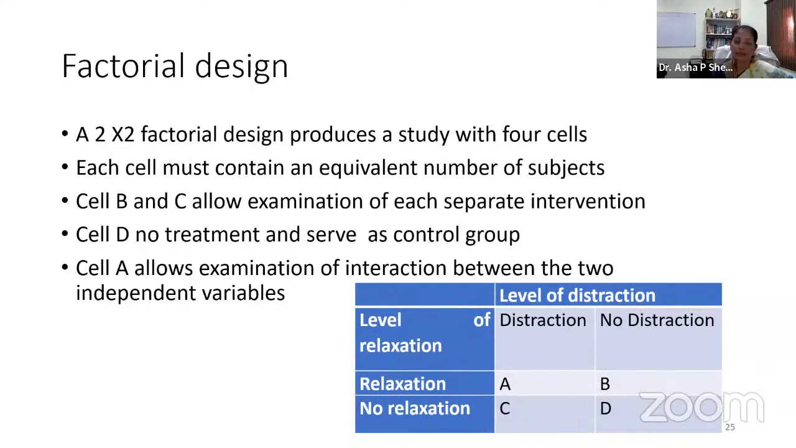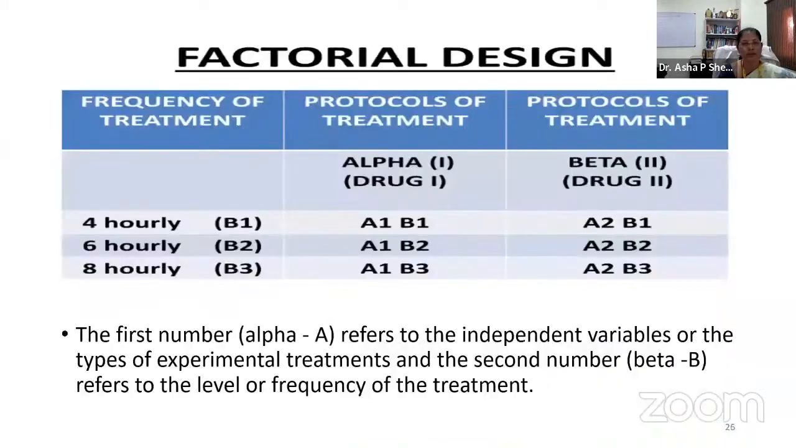Whereas in cell A, there is relaxation as well as distraction. So that is the interaction between the 2 independent variables. Here we can see there are 2 levels and 2 independent variables, the factors, that we are studying. This is a 2 into 2 factorial design. We can also have 2 into 3, 2 into 4. The levels can be varied accordingly.